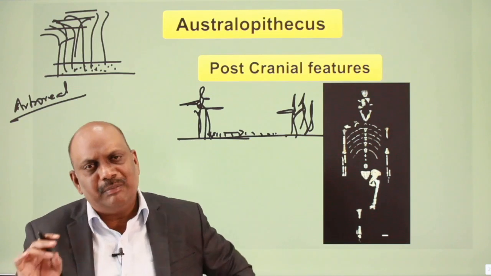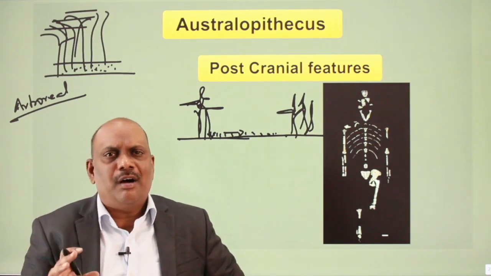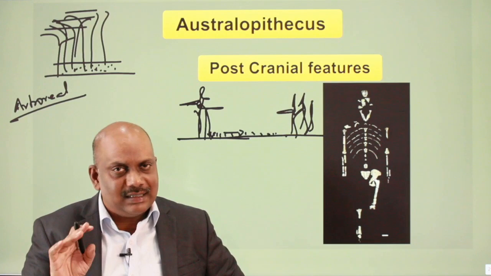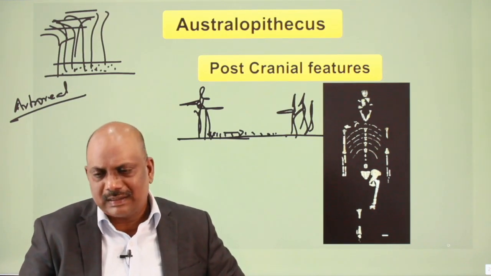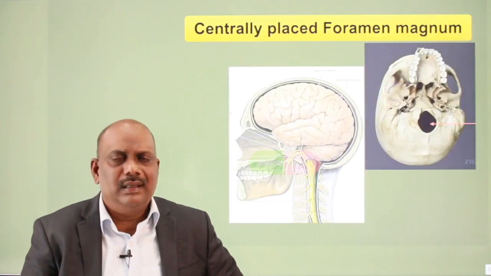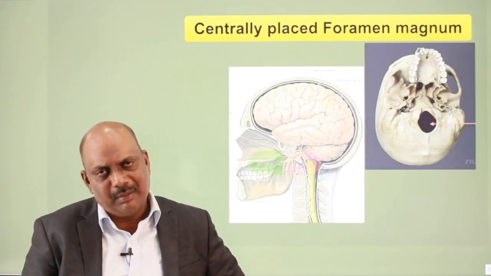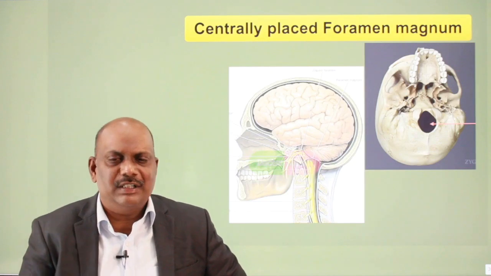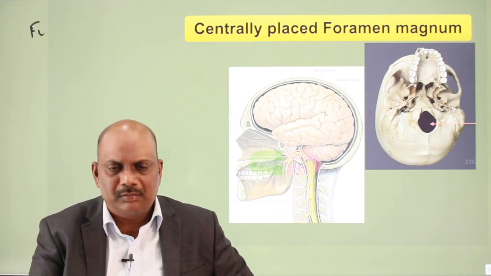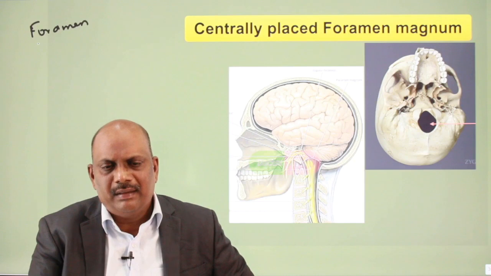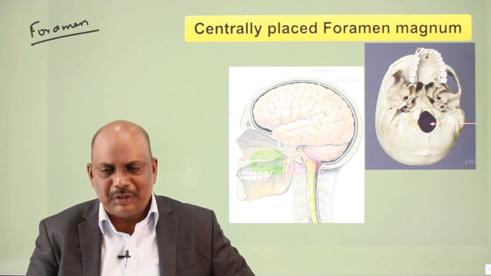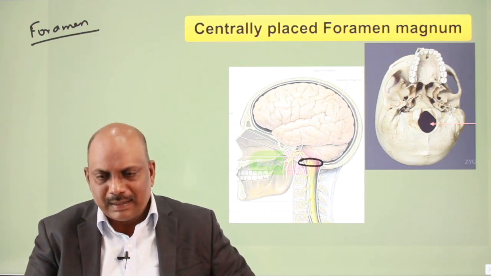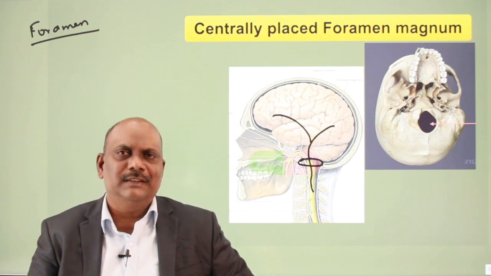Apart from this, there are a number of anatomical evidences which again suggest that Australopithecus were bipedal. These are, first, the more centrally placed foramen magnum. Earlier we have discussed that by foramen, we refer to an opening. We discussed foramen magnum earlier. Foramen magnum is here. This is the opening through which the brain continues as the spinal cord.